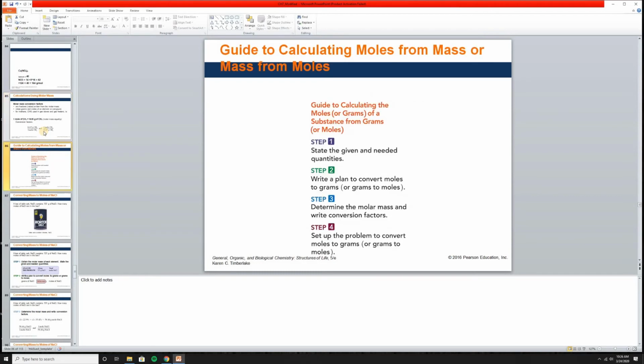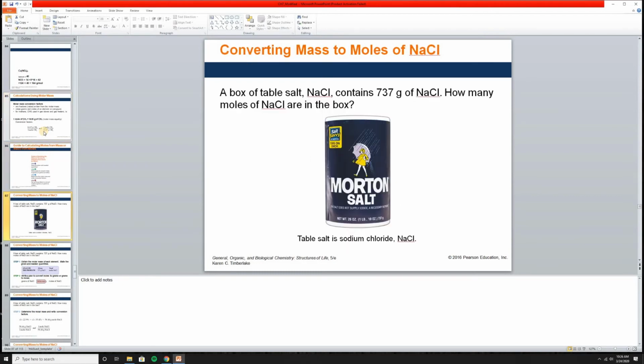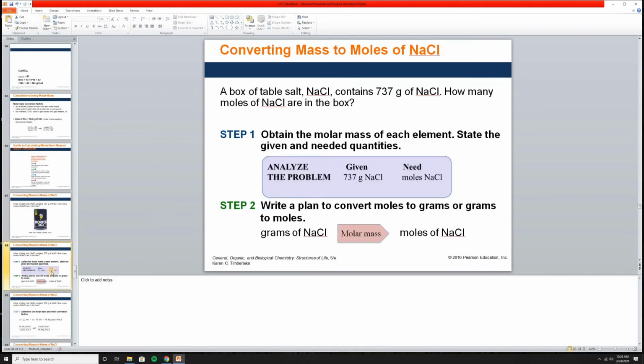We talked about that already. All right, so let's try to convert mass to moles. It's a really important skill here. If you have 737 grams of NaCl, how many moles of NaCl are in the box? If each box is 737, right? So we're going to use the molar mass as a conversion factor.